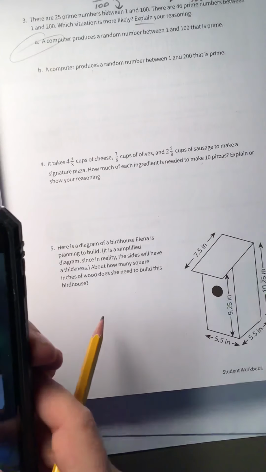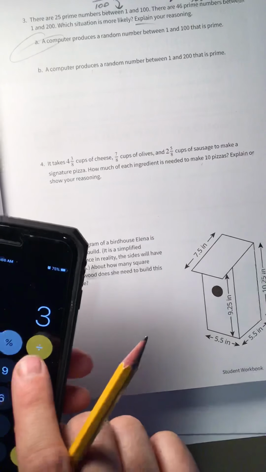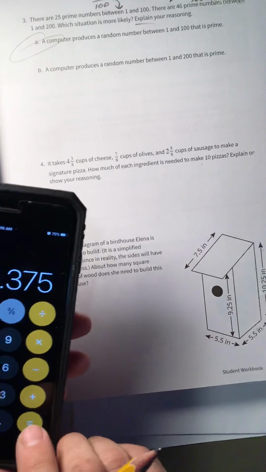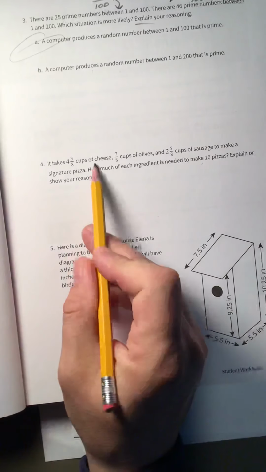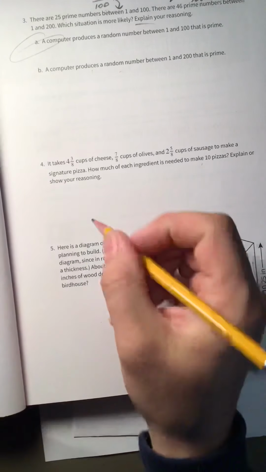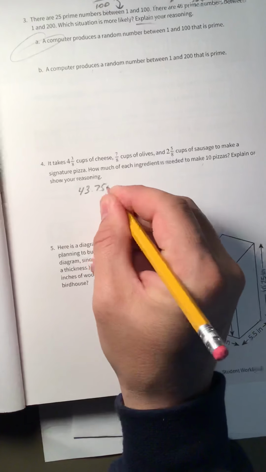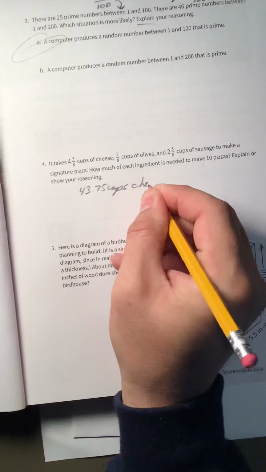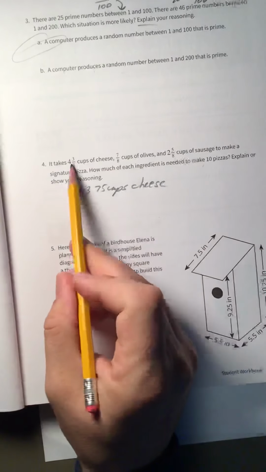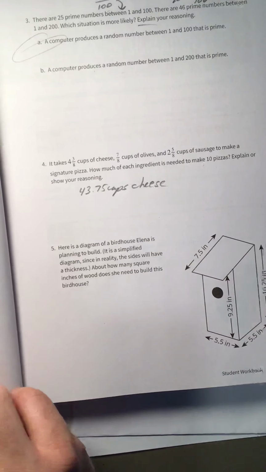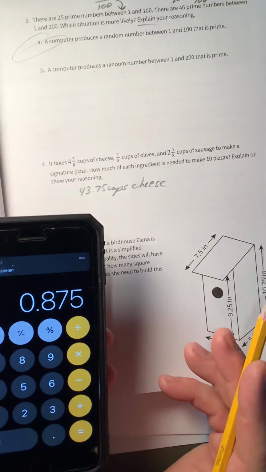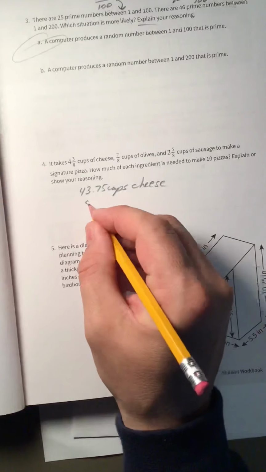So what is 3 divided by 8? 0.375. So I'm going to take 4.375, which is cheese, times 10. 43.75 cups of cheese. And you could have left it as fractions. I would just need to make it improper and take it times 10. 7 divided by 8 is 0.875. So I'm going to take it times 10.